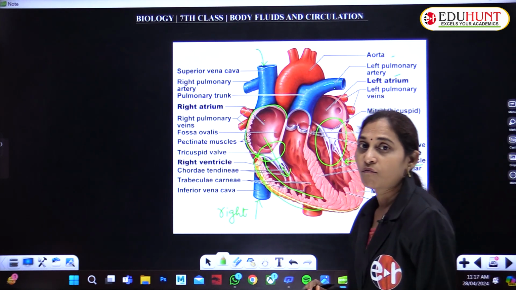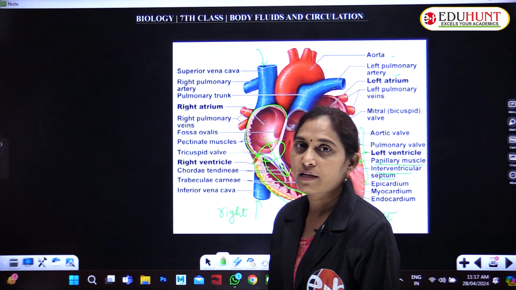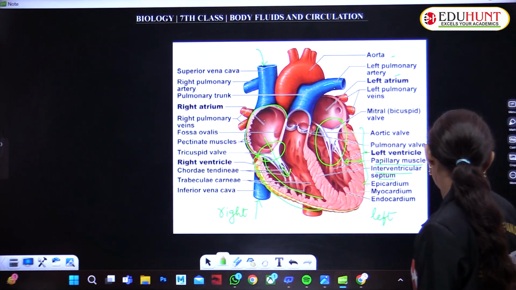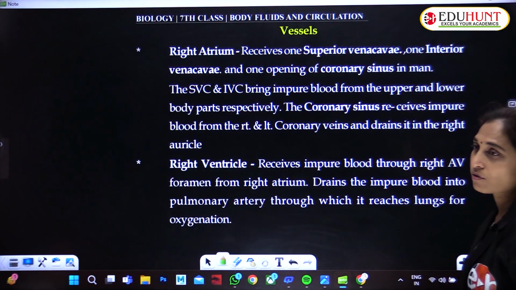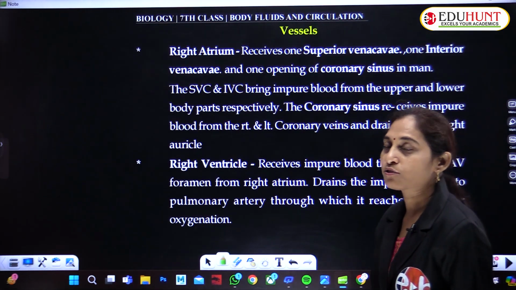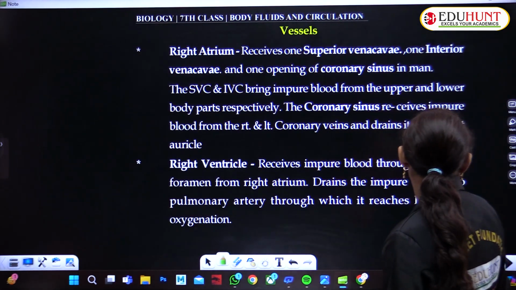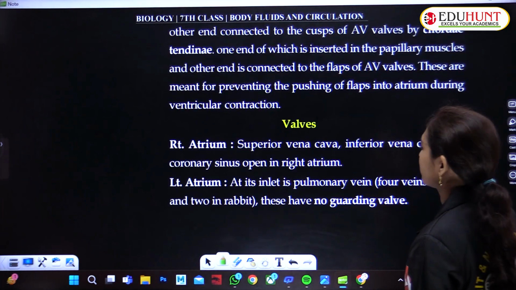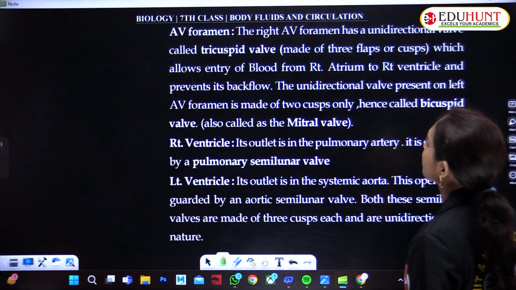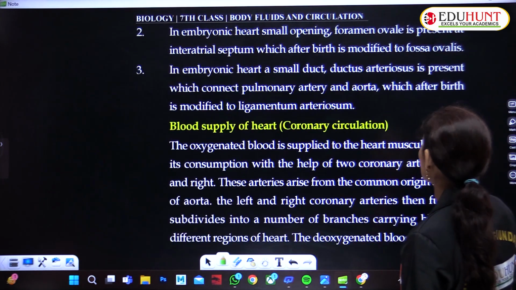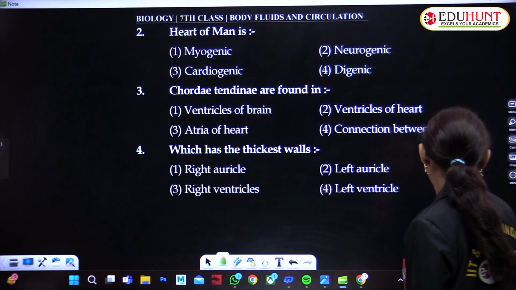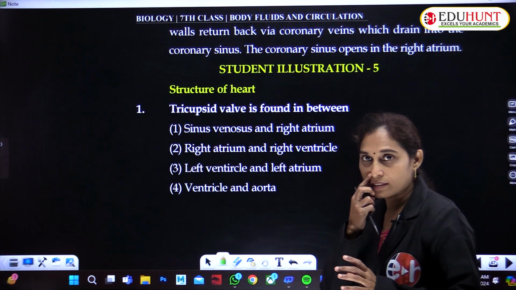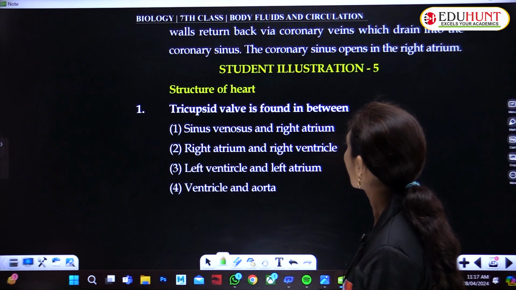That is the wall of the heart, 3 layers of the heart wall. So this is the structure of the heart and also circulation of blood through the heart. Okay, let's see some exercises on this.